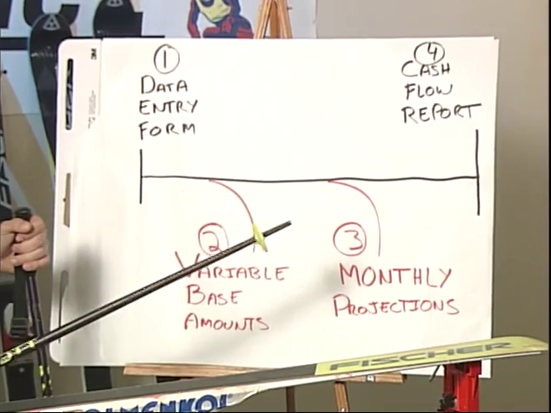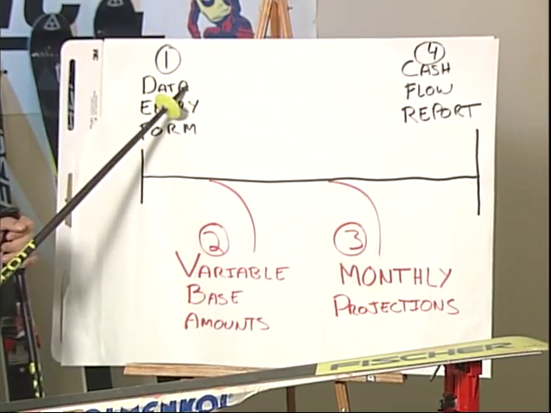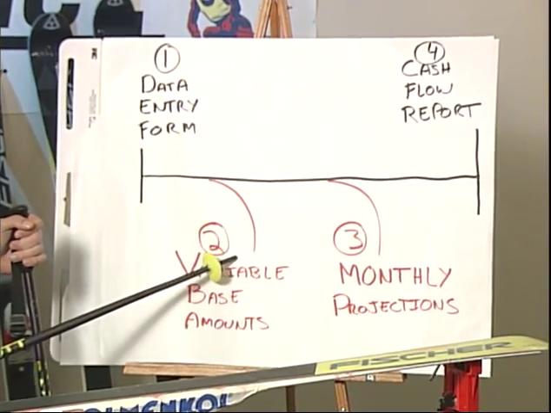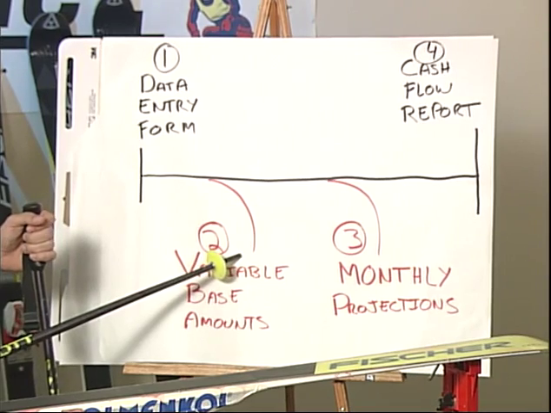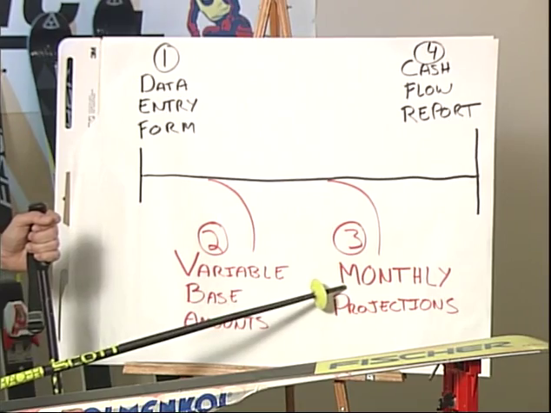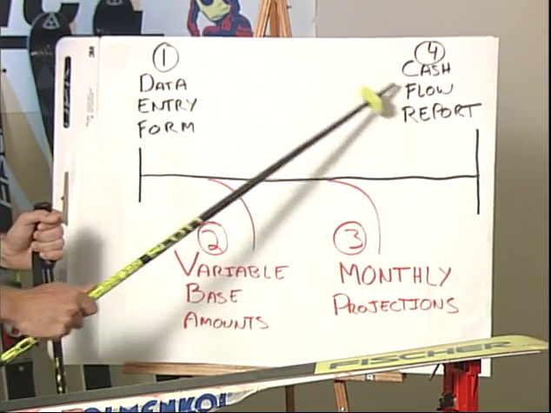Now I know I'm throwing a lot out at you, but there's only 4 sections in ProCalc. It starts at the data entry form. That's where you enter 98% of your data. From there it goes to the variable base amounts, where you can go and make certain kinds of manual changes. Then it goes to the monthly projections, where you can go and make certain kinds of manual changes. And the result of all 3 of those sections is what appears on the cash flow report.